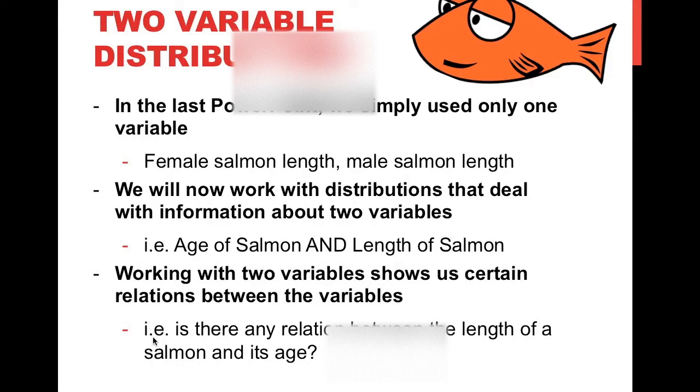Working with two variables shows us certain relations between the variables. For example, is there any relation between the length of a salmon and its age? Well, yeah, of course. The older a salmon is, the bigger and longer it will get. So there is a relation between the salmon and its age. And we'll talk more about this relationship.